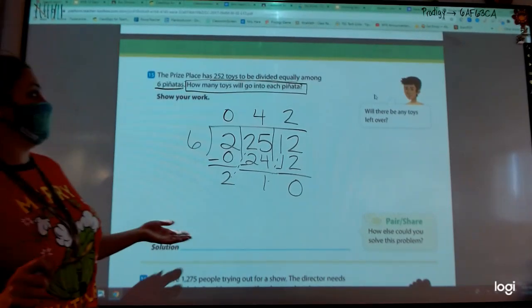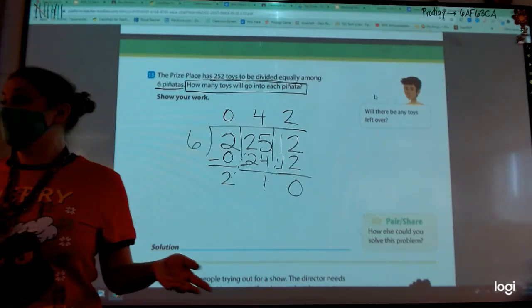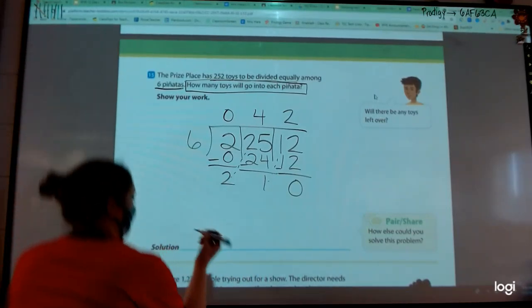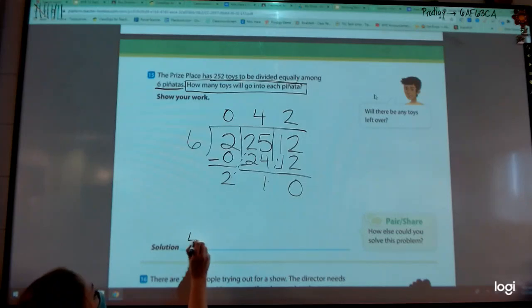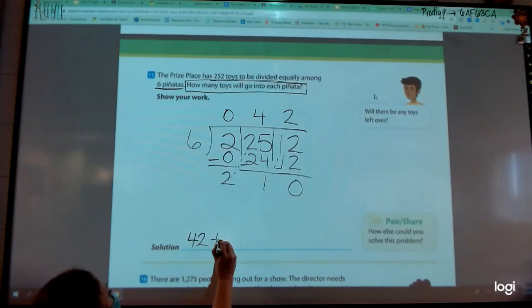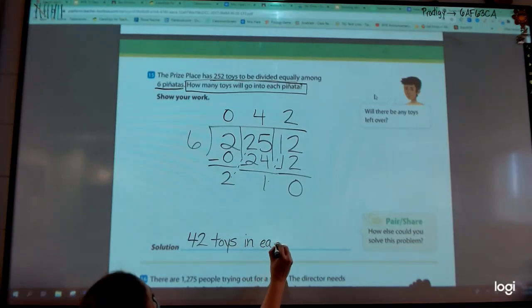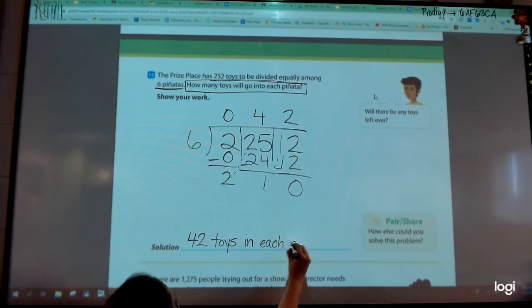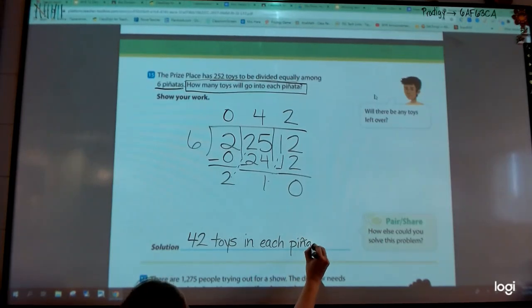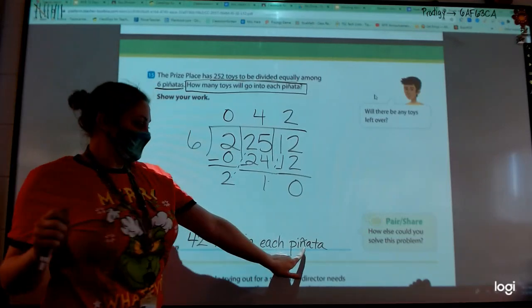You could say 42 toys, or you can say 42 toys in each piñata. I kind of want to write the word piñata, so I am going to say 42 toys in each piñata. Why do you have to put the thing over the N?